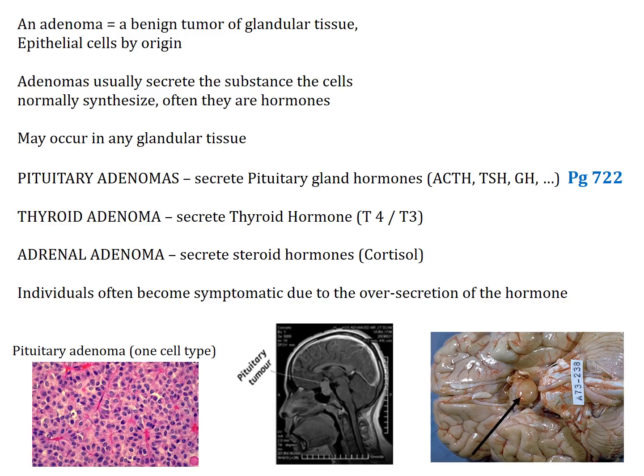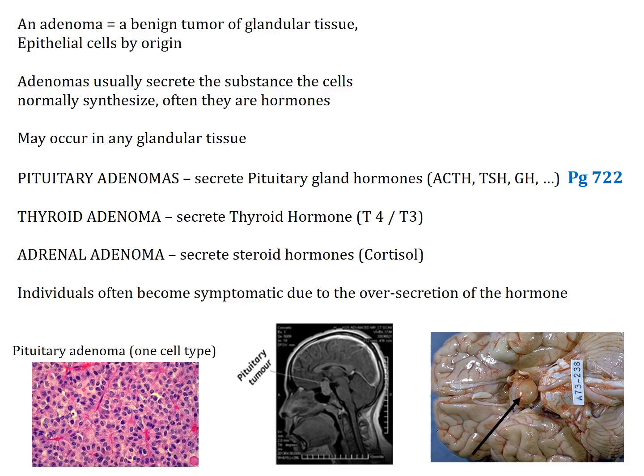So a pituitary adenoma is a glandular tumor of the pituitary gland secreting pituitary hormones. A thyroid adenoma is a glandular tumor of the thyroid gland secreting thyroid hormone. And an adrenal adenoma is a benign glandular tumor of the adrenal gland secreting some type of steroid hormone. And we're going to look at these three different pathologies in a fair amount of detail.